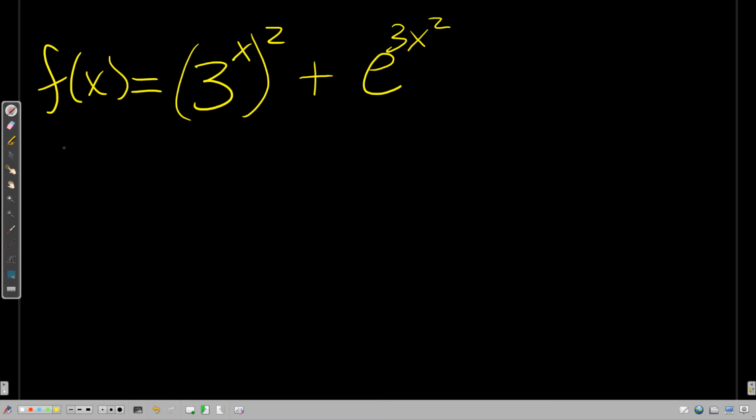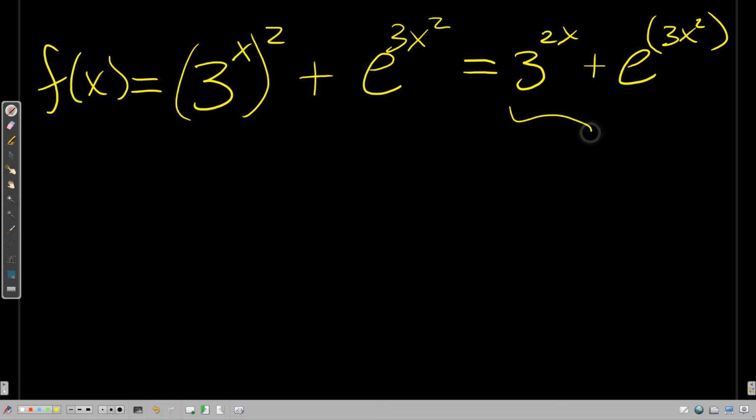Well, the first thing I'm going to do is simplify this part right here, because that, like we just covered, says 3 to the 2x. And the rest of it cannot be simplified. It's e to an exponent, and that exponent is 3x squared. So this is the function I want to look at.